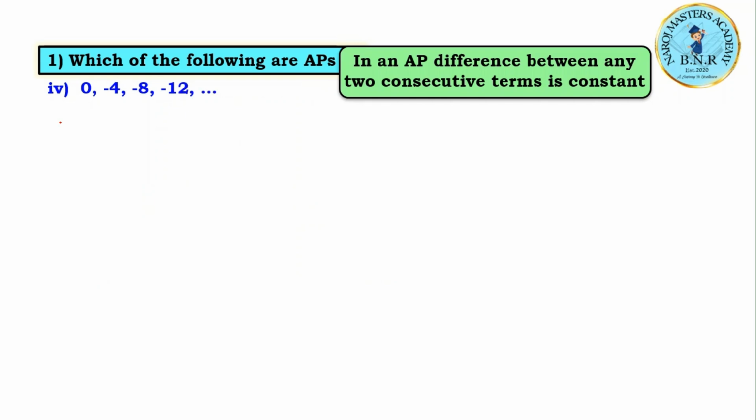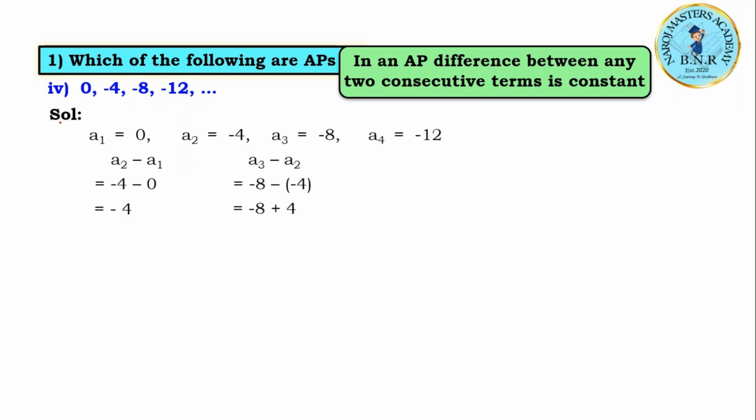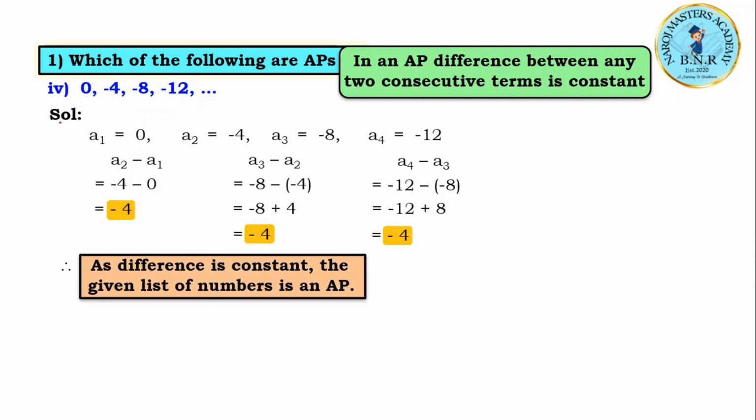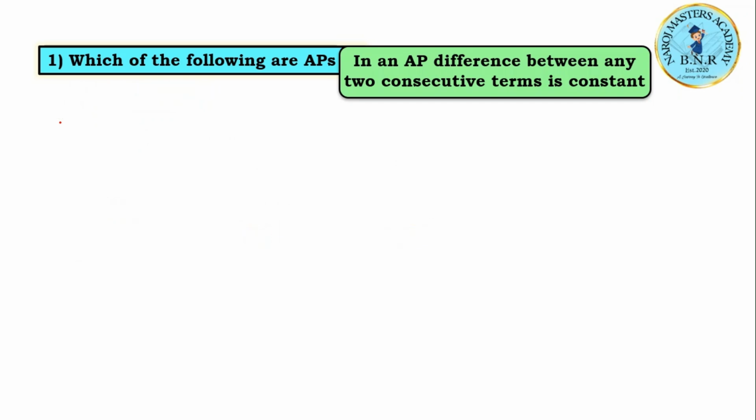Okay. Next, the numbers 0, minus 4, minus 8, minus 12, and so on. Here A1 is 0, A2 is minus 4, A3 is minus 8, and A4 is minus 12. So find the difference. A2 minus A1, minus 4 minus 0, is minus 4, and minus 8 plus 4 is minus 4. The difference is constant here. It means the given series is an AP, as the difference is constant.